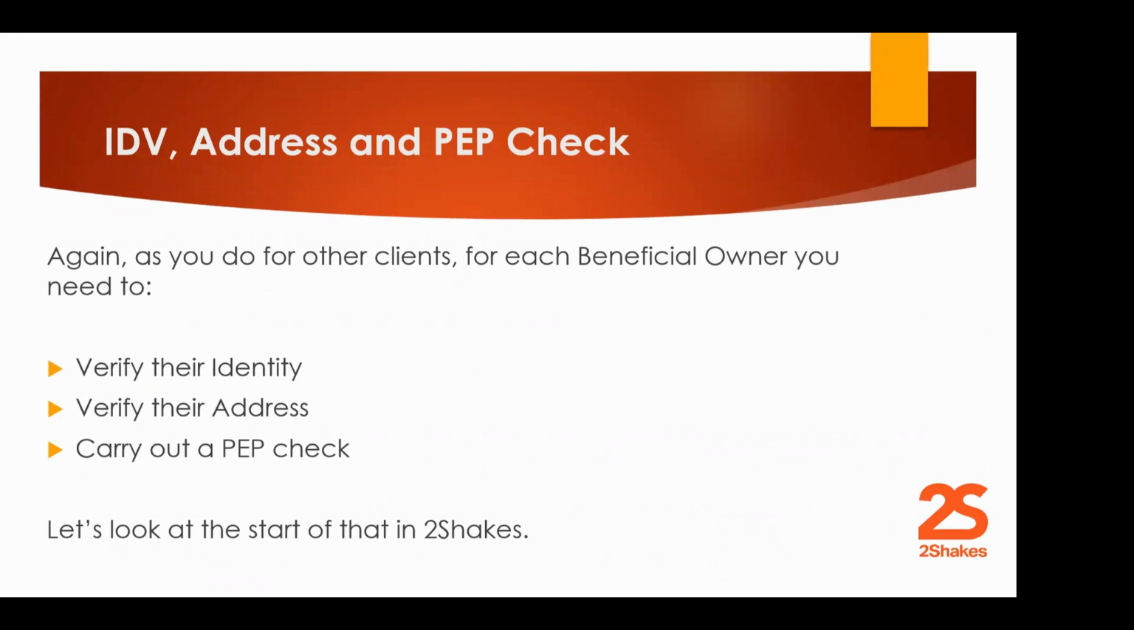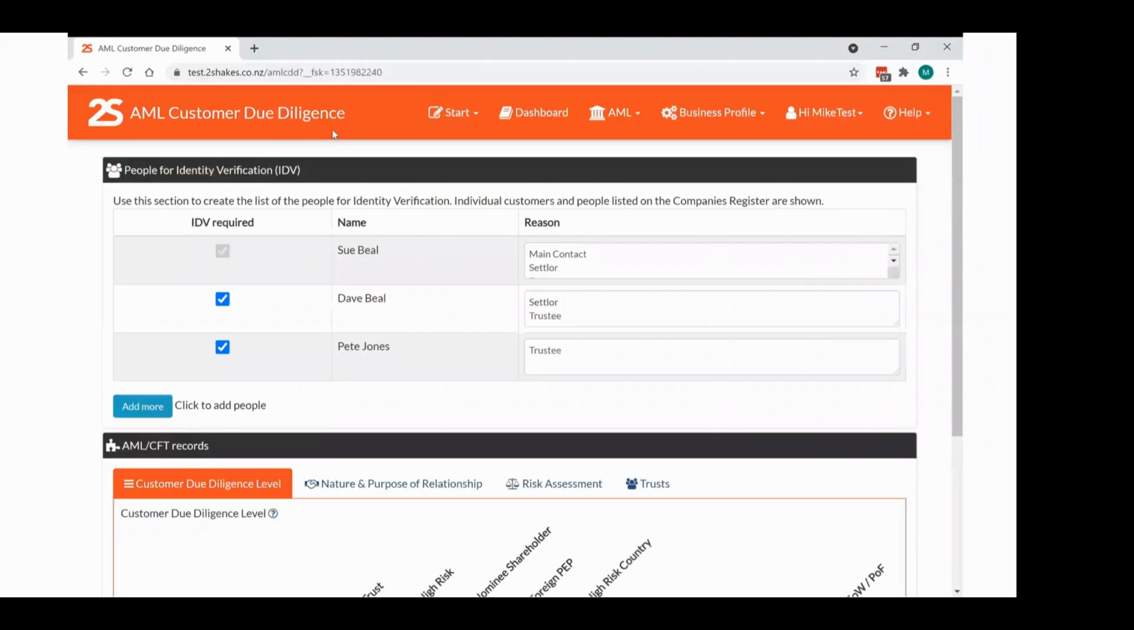I won't go through the whole thing, but at that point, all we need to do, the same as any other due diligence that you do, is for the people for ID verification, verify their identity, verify their address, and carry out a PEP check. We've done a webinar previously on biometric ID verification and one on PEP check. So if you're new to 2Shakes or you haven't seen them yet, definitely worth having a look into that.